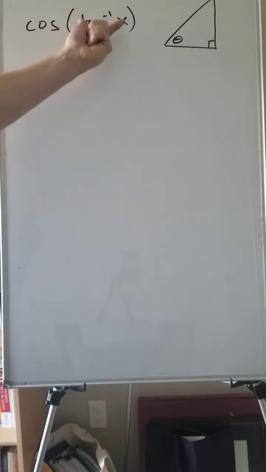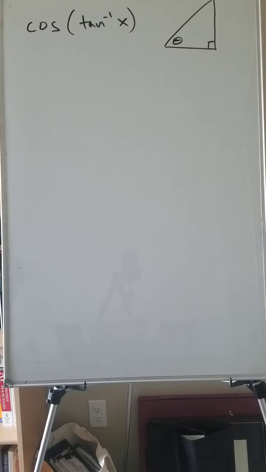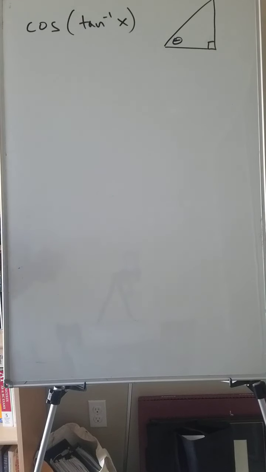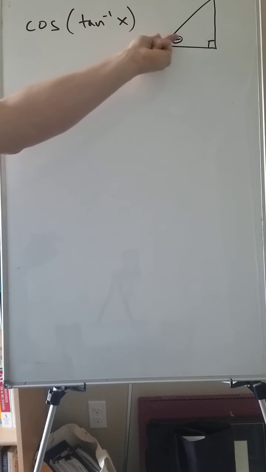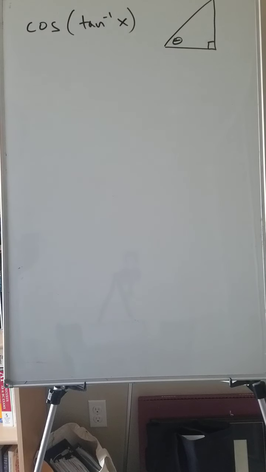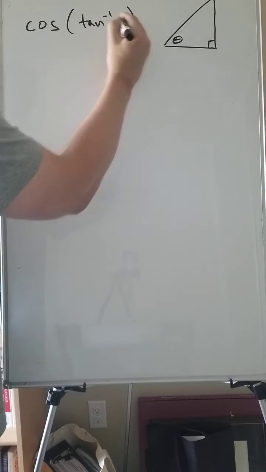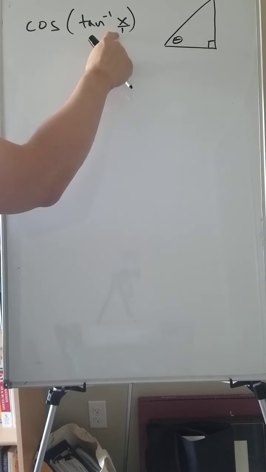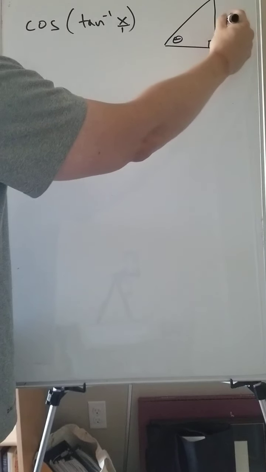So I know that this right here represents theta. And then I'll think, okay, tangent matches up the opposite over the adjacent. So if tangent inverse of x is equal to some angle called theta, then that means that tangent of theta equals the opposite over the adjacent. Well, all they have sitting here is an x, but guess what? x is the same thing as x over 1. And so that means my opposite side is x and my adjacent side is 1. So I can label my triangle as x over 1.